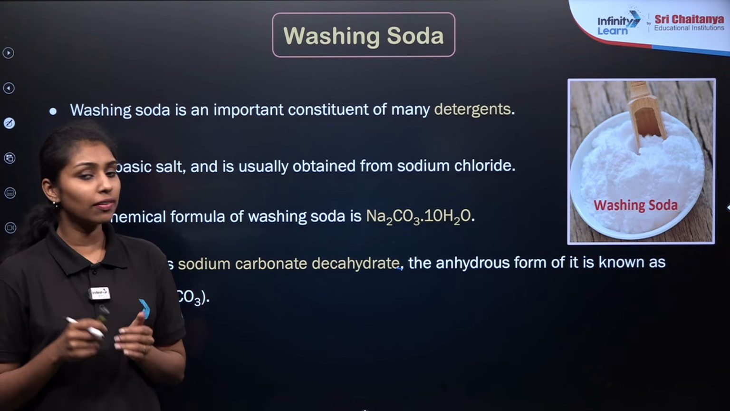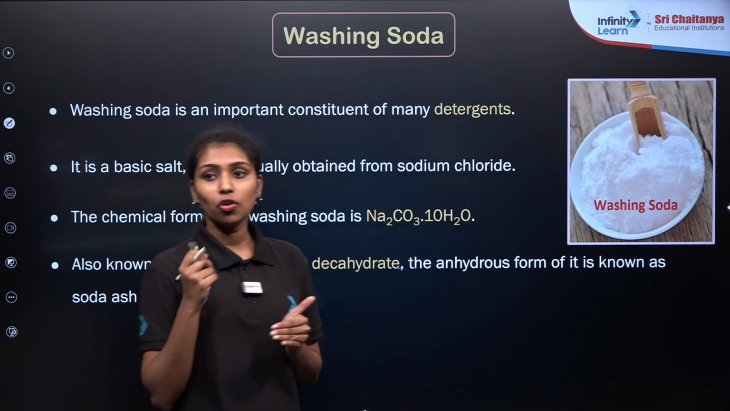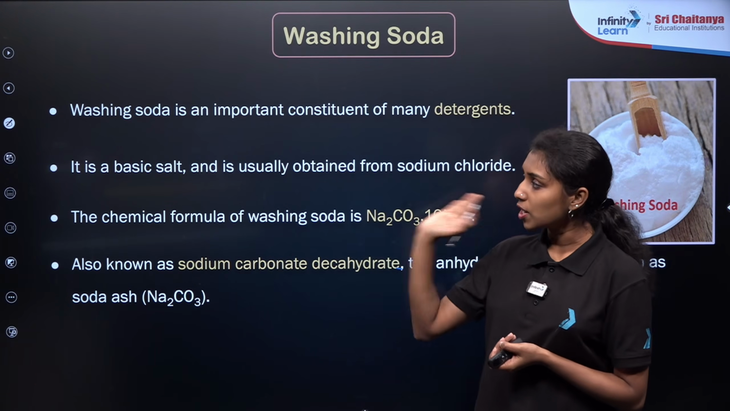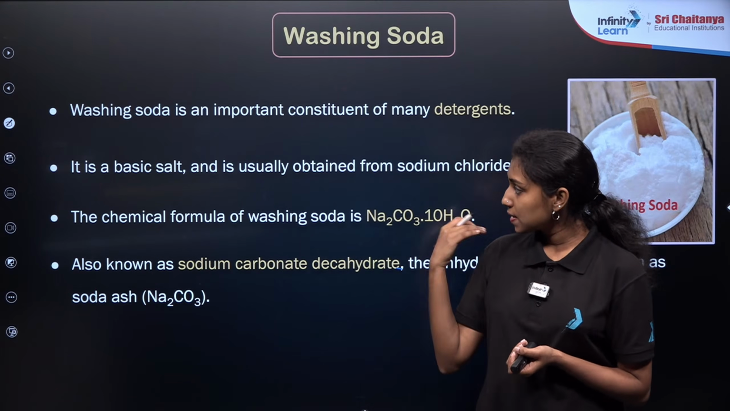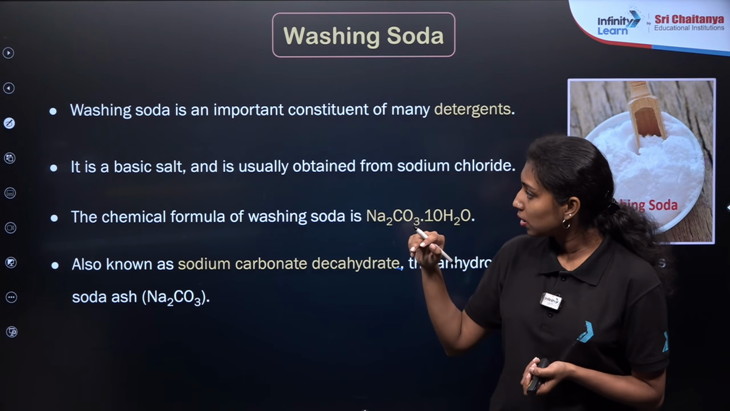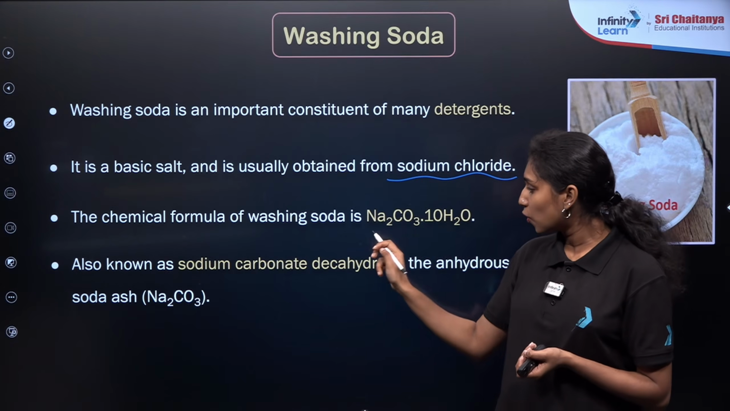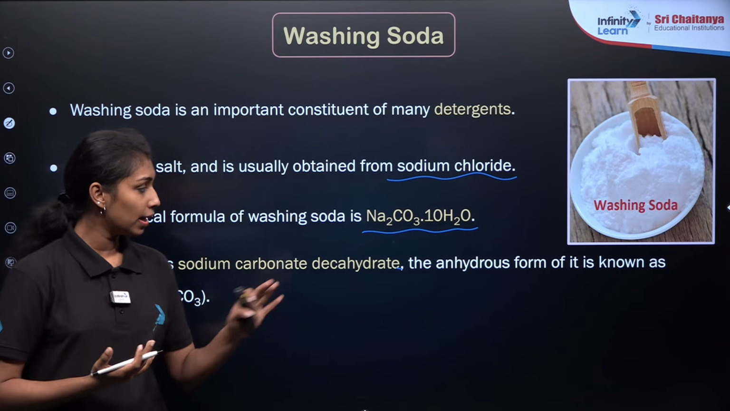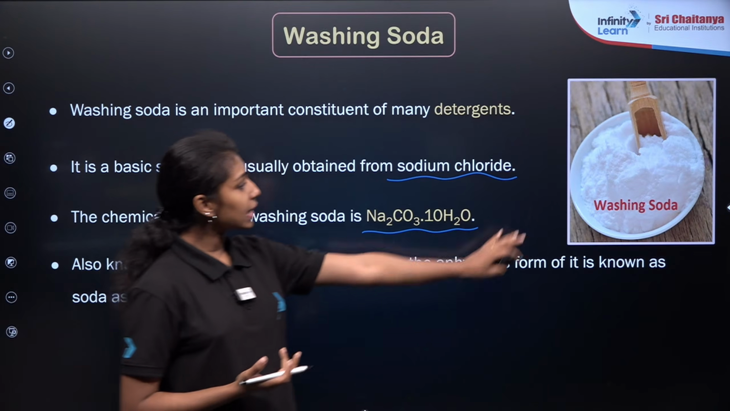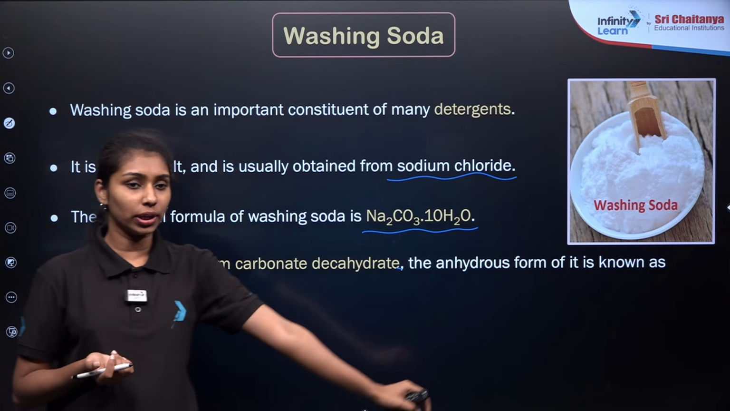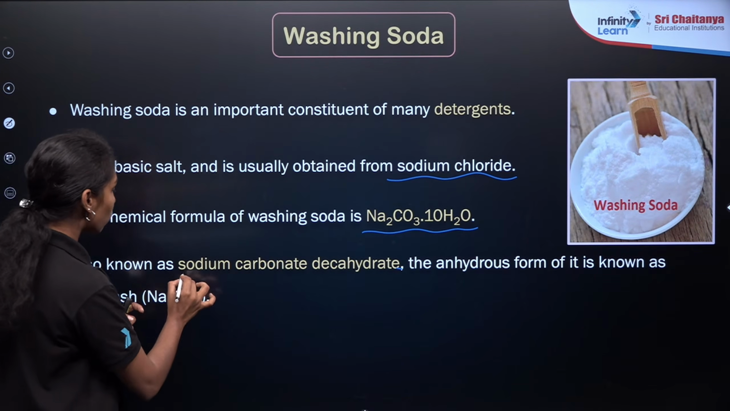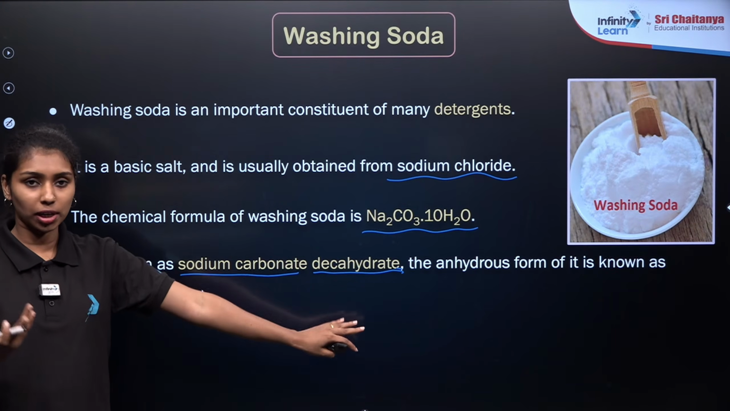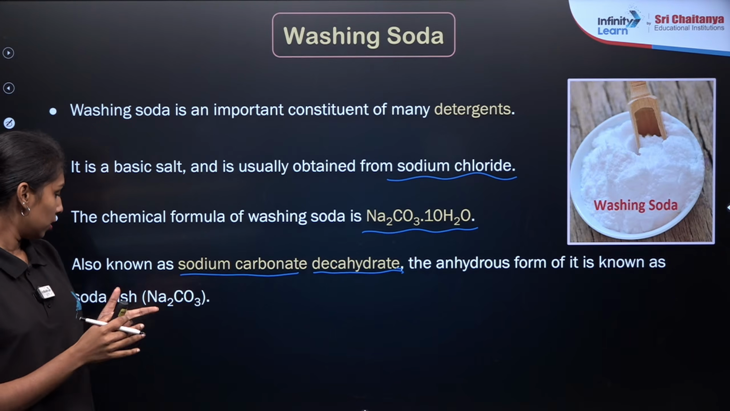The next compound given in our textbook is washing soda. What is the purpose of washing soda? The name itself tells you, it is used for washing purposes. It is a basic salt, usually containing sodium, usually obtained from sodium chloride, and its formula is Na2CO3.10H2O, which means the water of crystallization is equal to 10. It is again a white colored powder, also known as sodium carbonate decahydrate. Deca stands for 10, and hydrate means water molecules.